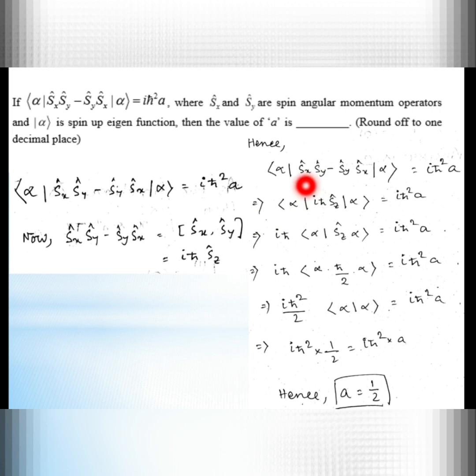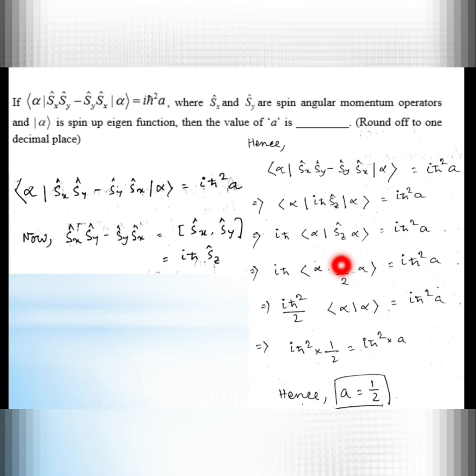Now SxSy minus SySx is equal to iħ into Sz. This iħ is a constant, so it will be outside of the integration. Now the integration becomes alpha into Sz into alpha. When Sz operates on alpha, it gives the value ħ by 2 into alpha. If it were beta, it would give minus ħ by 2 into beta, but here it is alpha, so it gives ħ by 2 into alpha.